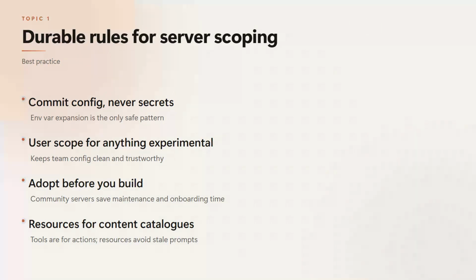For standard integrations, adopt a community server. The reason is not laziness; it is that a custom server for something like Jira creates maintenance burden forever, and onboarding a new teammate now includes explaining your custom server. Finally, when the agent needs to see a catalog of content, reach for MCP resources. Rejecting a list-all tool is not about purity, it is about avoiding a call every time and data that goes stale in the prompt.